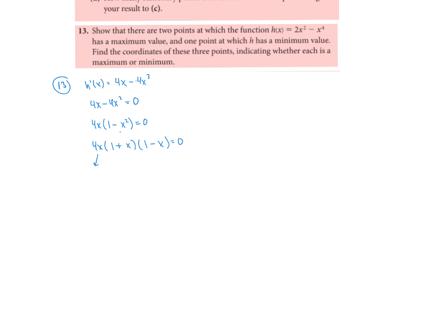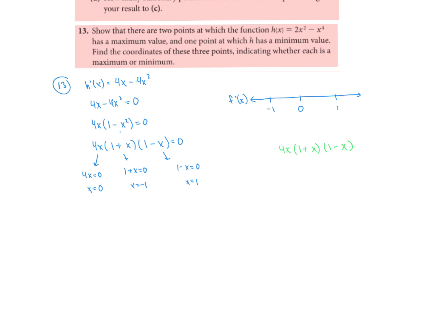So now if we set each of them equal to 0, we'll get x equals 0, x equals negative 1, and x equals positive 1. Okay. So now what we do is we make a sign diagram. I'm going to plug in negative 1, 0, and 1. And remember that we're plugging it into this factored form.